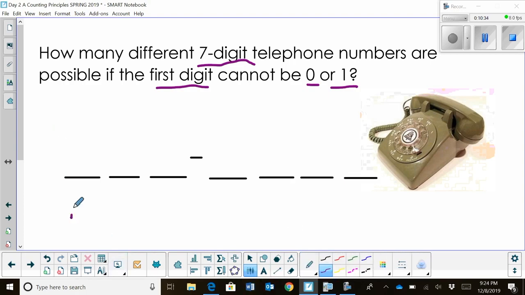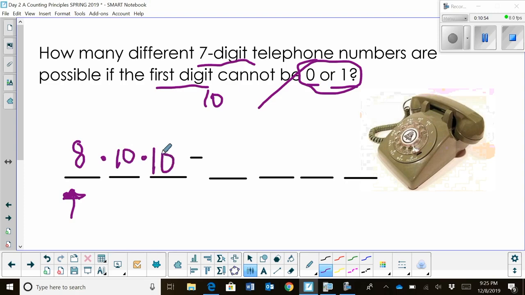How many ways can I pick the first digit if I can't use a 0 or a 1? Well, that means I normally have 10, but I'm taking 2 away, so I only have 8 choices. But then for the second position, I have 10. I can put a 0 and a 1 there. I can put a 10 here, here, and here, because all of these have 10 different choices. So I have 10 to the 6th power, all times 8.